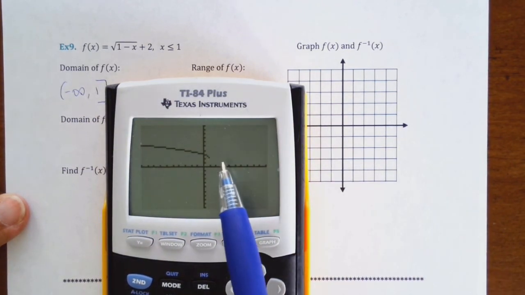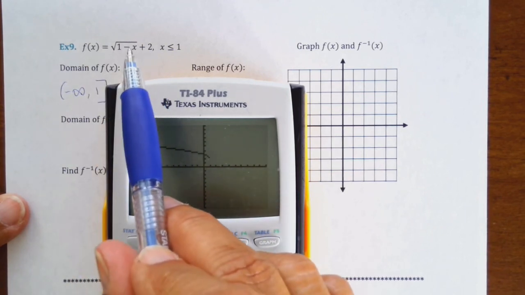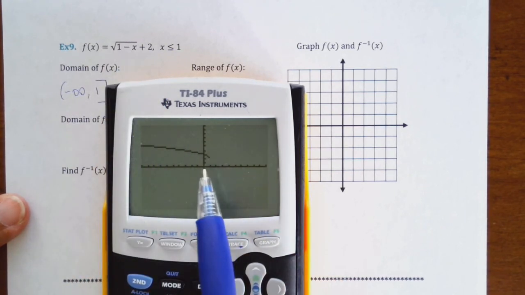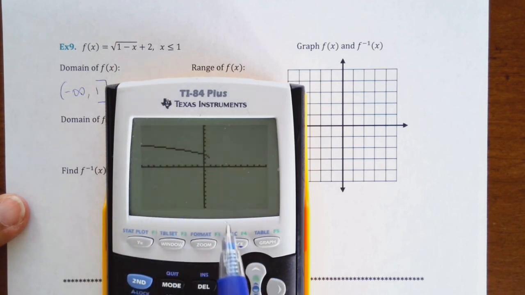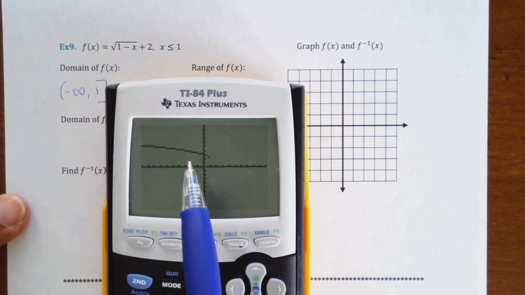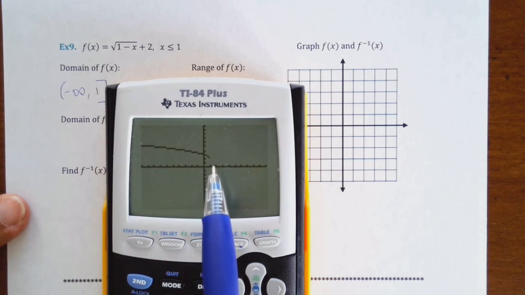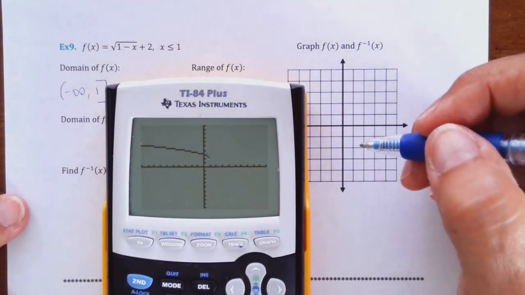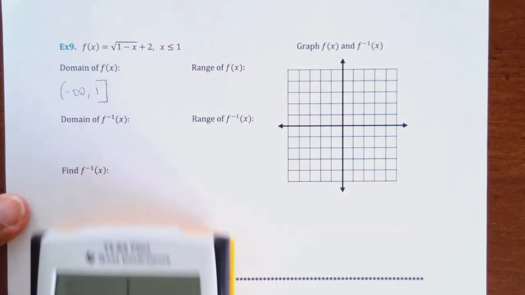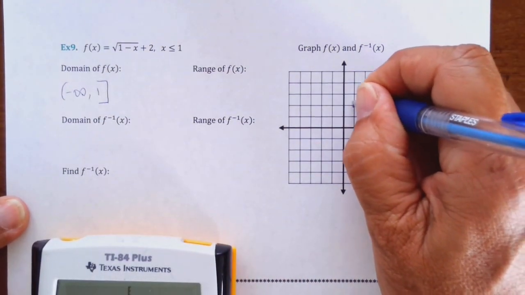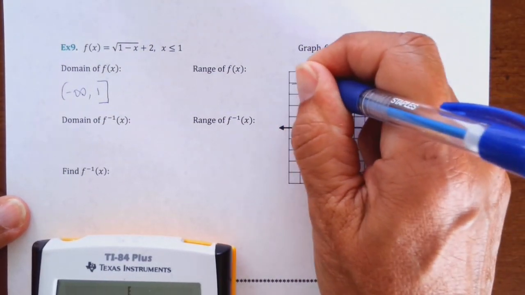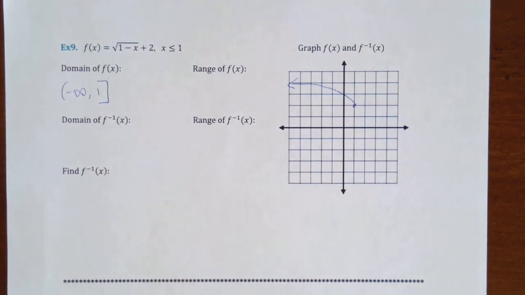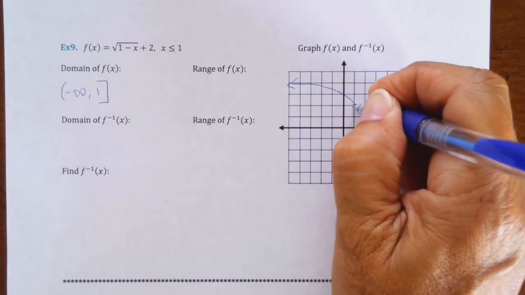All right, so look, it reflected over the y-axis because remember the x was negative. We went right 1 and then plus 2. Well, actually, we went left 1, but when we flipped it, it went back. Okay, so there's the graph. So that's why I have to have my x less than or equal to 1, right? Okay, so let's just look at that. So that's the point 1, 2. It's kind of like that. We're just sketching it on there.